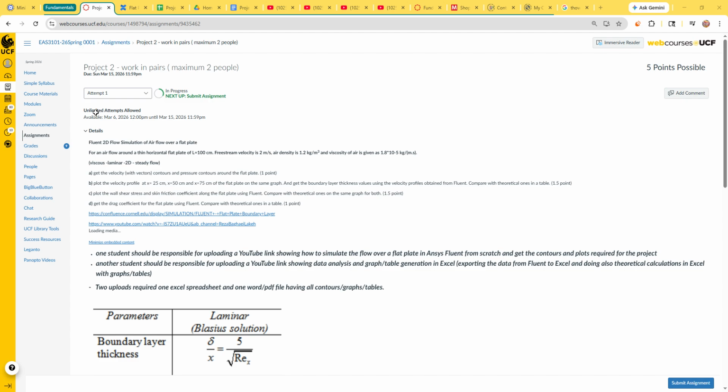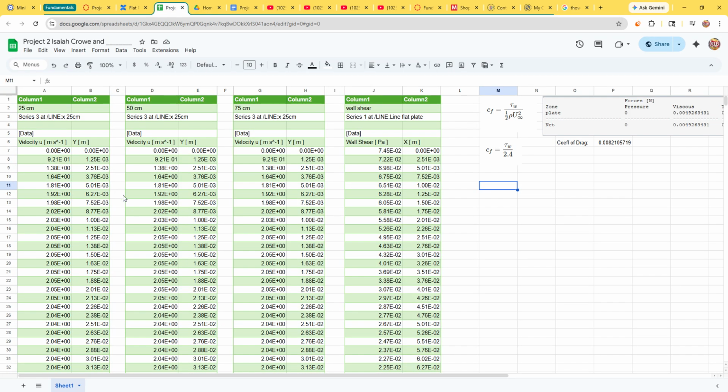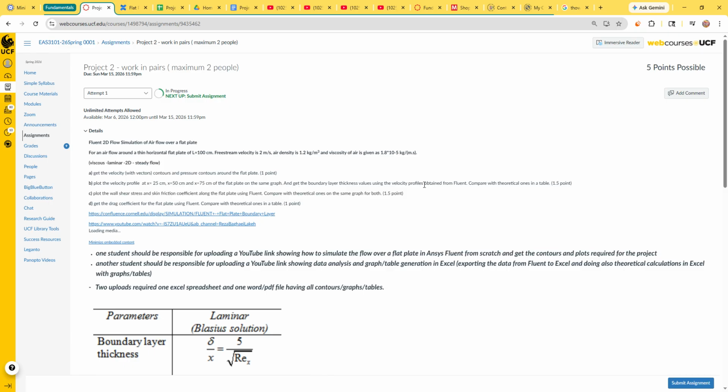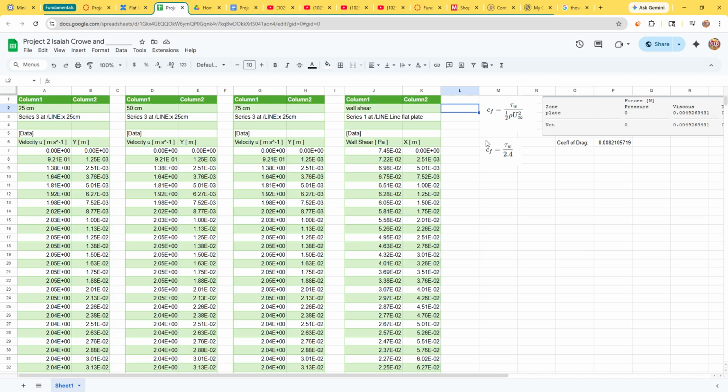And then I found it easiest to put it in Excel and then into the Google Sheets that we ended up doing. So it'd be text from CSV. We take this, import, push load, and put it right there. And then I just copied it and pasted it into our Google Sheets right here. That way we have 25 centimeter, 50 centimeter, 75 centimeter, and wall shear. With the velocity, you're finding the boundary layer thickness. And with the wall shear stress, we find the skin friction with this equation. And then coefficient of drag.